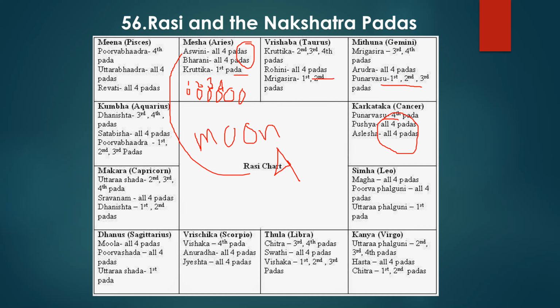In D9, you place the moon in Karkataka. You know the D9; we saw the D9 chart. This is how you map the planets. If someone is born in the Ashwini fourth pada, that means the moon will go to Karkataka for Aries, the fiery sign.